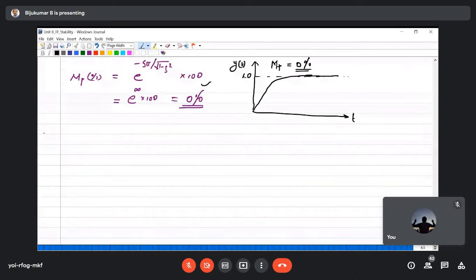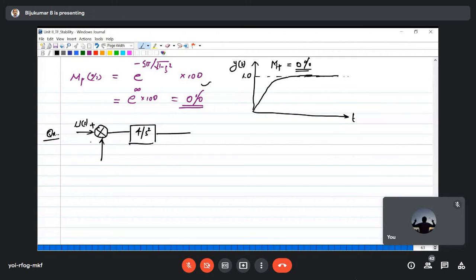Right? Okay. Now we take one more system. This is the block diagram of the system. Note this down. There is also a negative feedback system. This is E(s), and this is 4 by s square. This is also a negative feedback system with unity feedback. Now, do the same analysis. Find the peak overshoot.